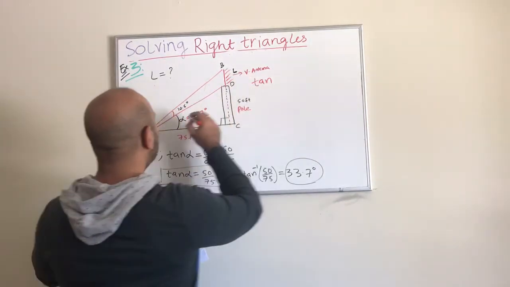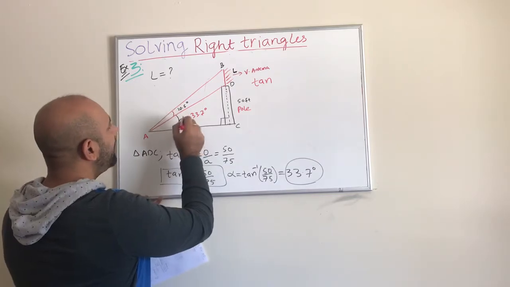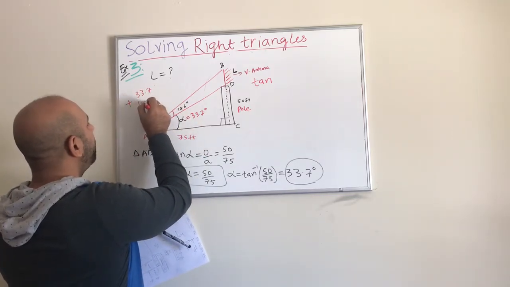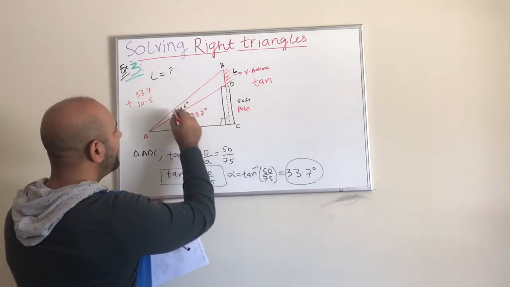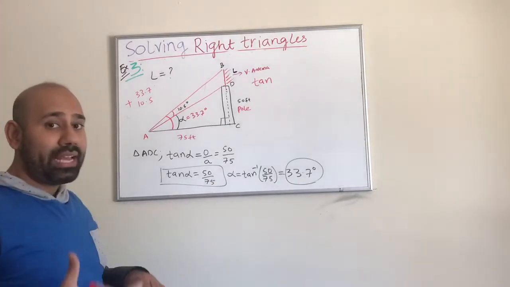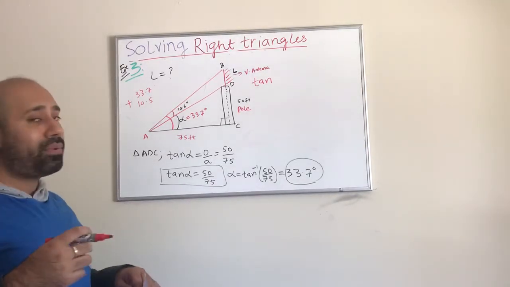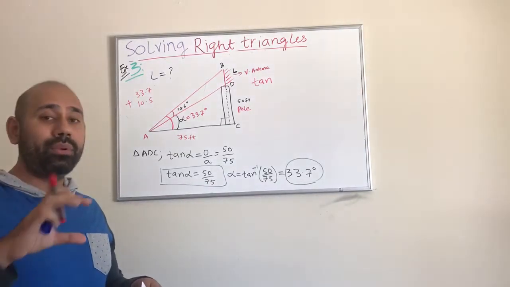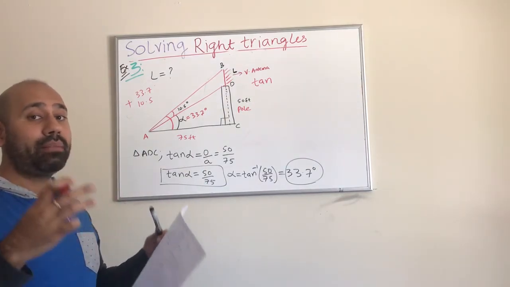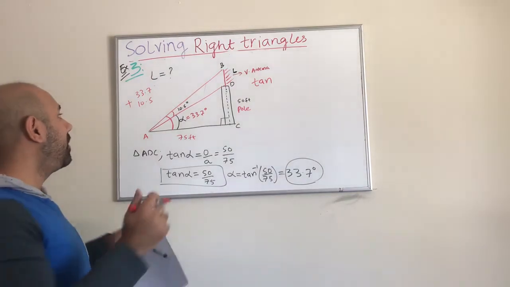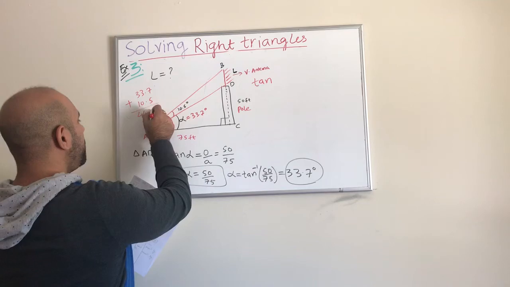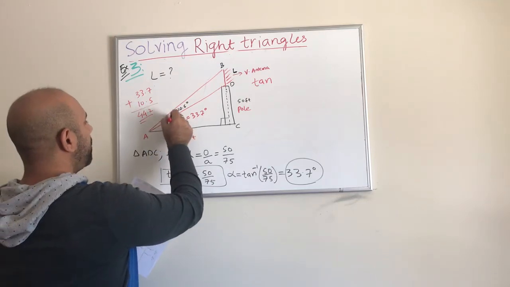So tangent of, but this whole angle now. So we have to add this angle, 33.7, and the 10.5, because for the bigger right triangle, this whole angle is going to be my reference angle. It is very important that once we figure out the value for alpha, we add both the angles to get the new reference angle for the bigger right triangle ABC. Once we add this, what do I get? I get 44.2. That is this angle right here, 44.2.